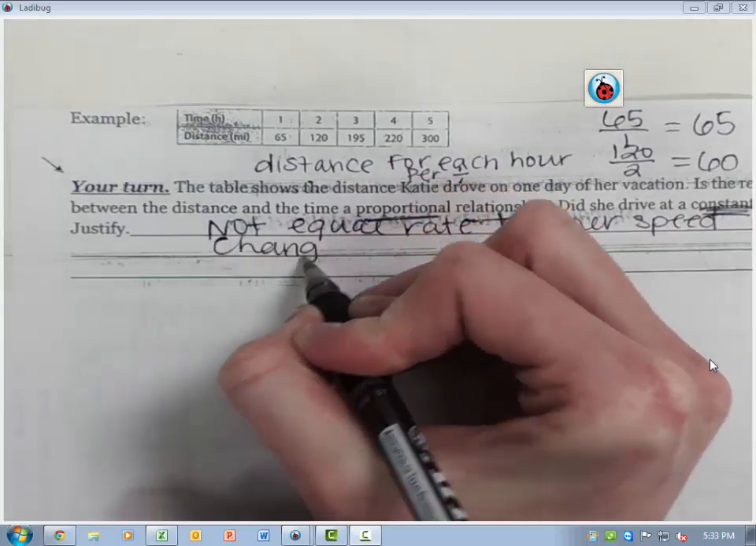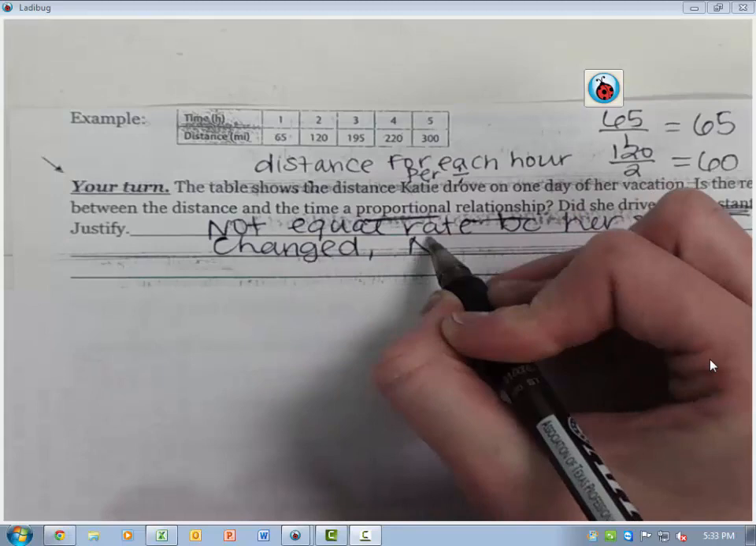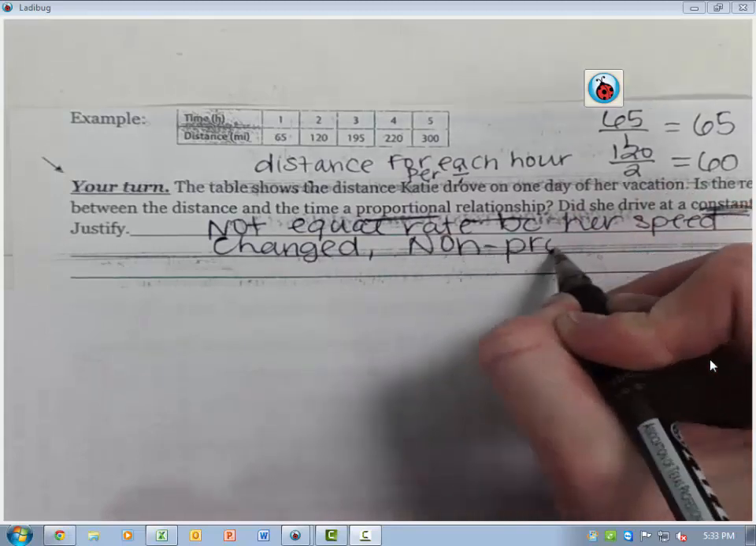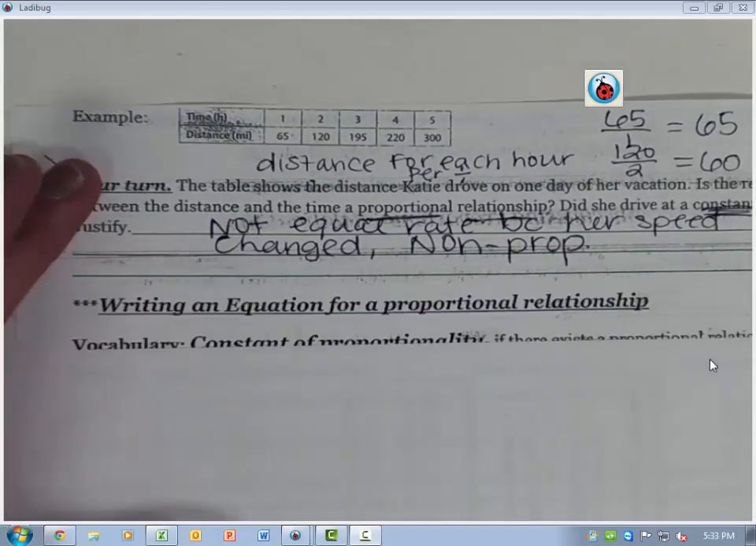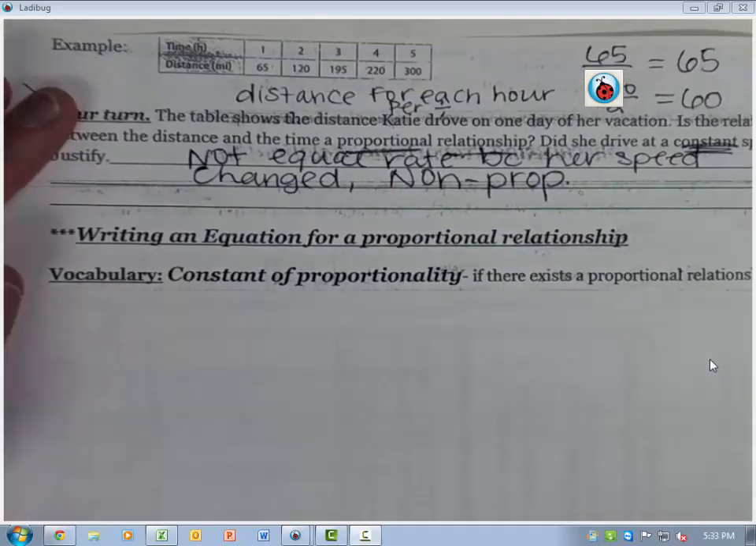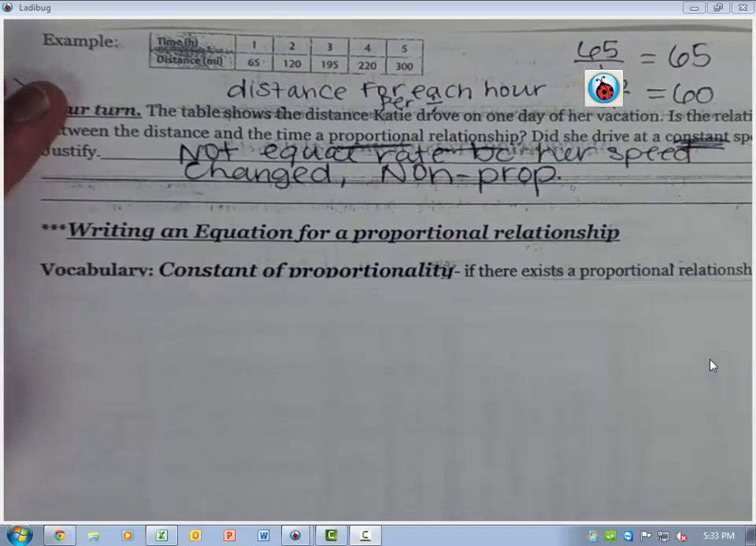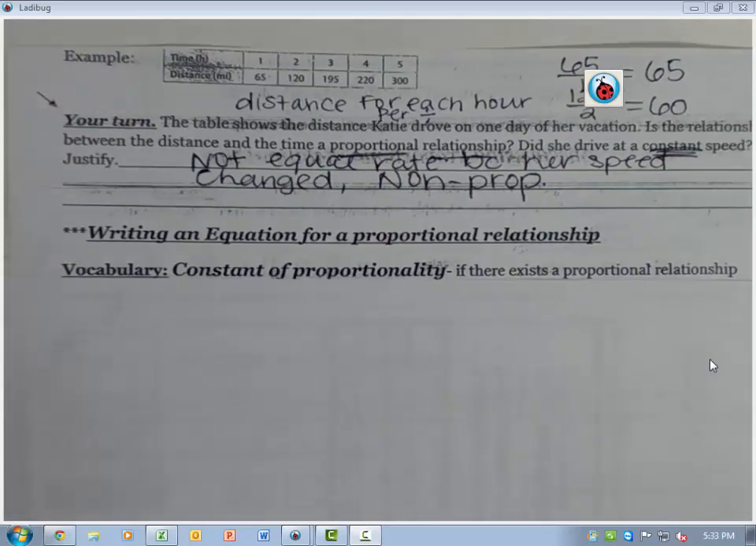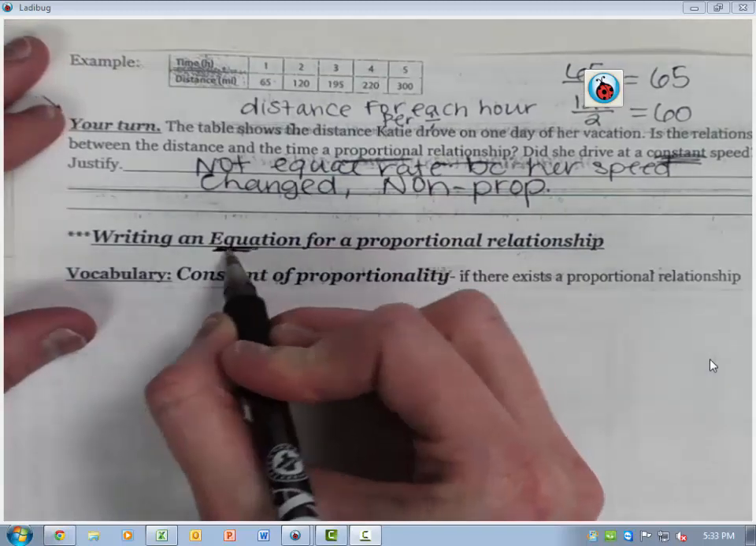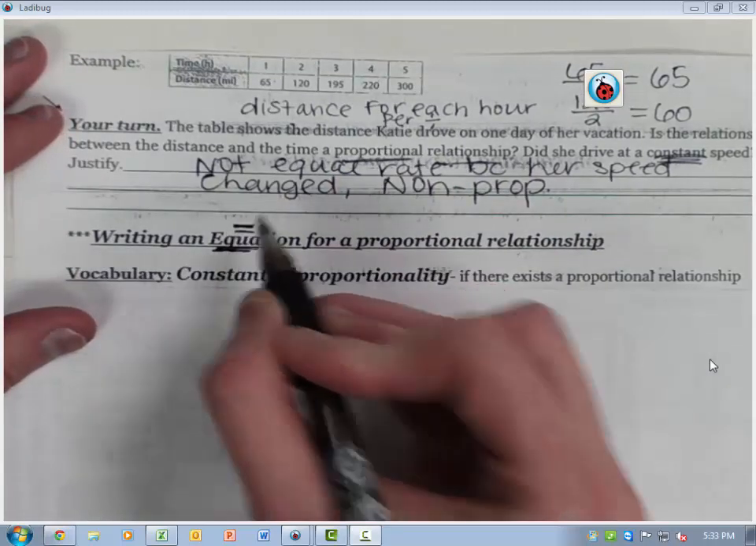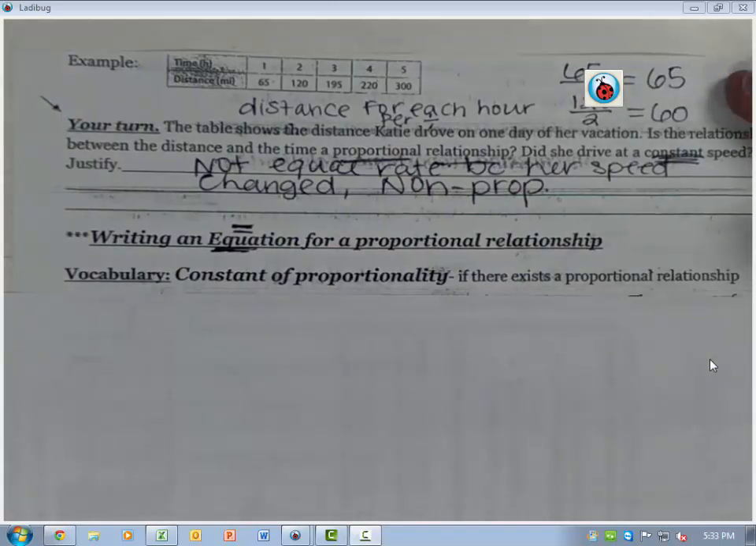So I'm going to abbreviate for time's sake. This is a non-proportional relationship. Okay? Alright, let's go to the next one. This is where, it shouldn't be hard, but this is where we need to write equations. An equation, as you can see, means where we're going to have an equal sign. So equal and equation, that can help you remember that.